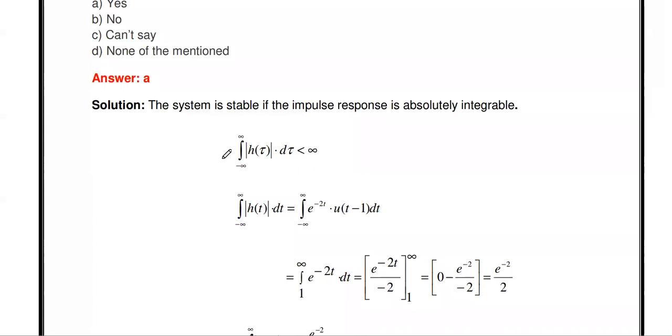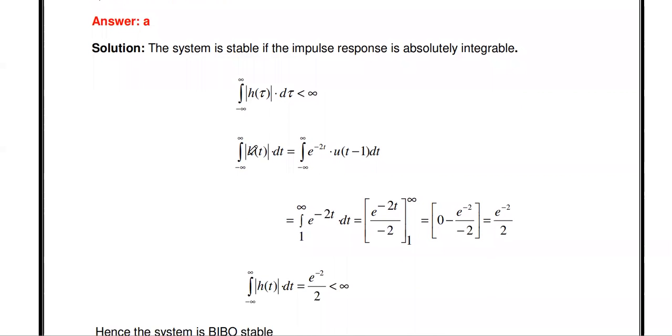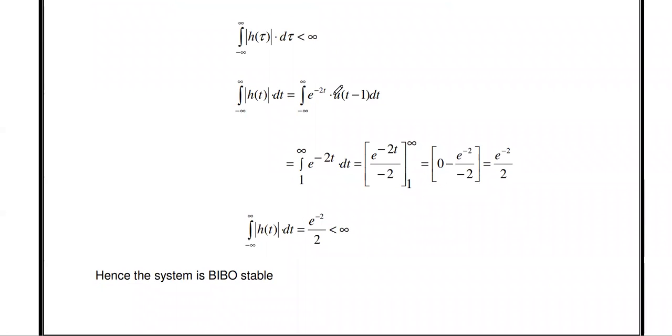So we can verify whether this one is stable or not. According to this condition, if the impulse response is absolutely integrable, we can say the system is stable. So we have to verify it: integration from minus infinity to infinity of h of t dt. We substitute the value of h of t here, which has u of t minus 1. What is the meaning of u of t minus 1? We have to restrict the integration limit from 1 to infinity. So integration from 1 to infinity of e power minus 2t dt.